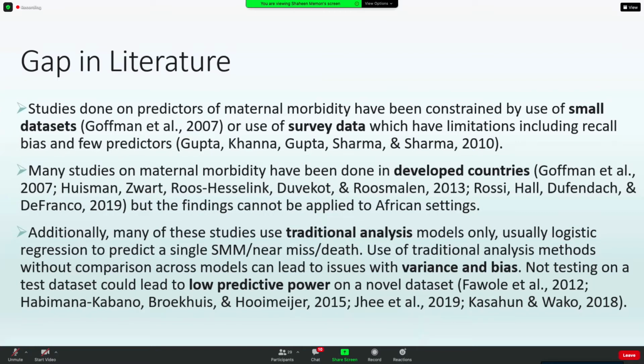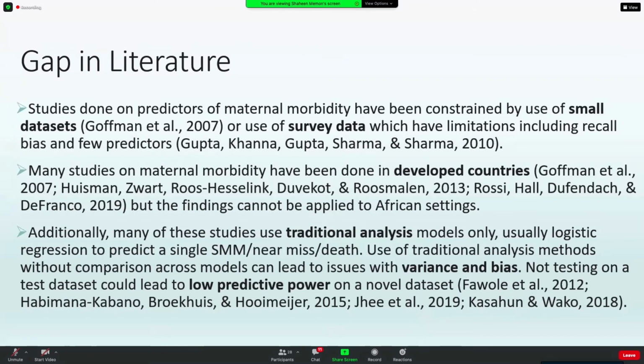Another gap in the literature is that studies usually use a traditional analysis method. If you look at studies of predictors of both mortality and morbidity, most studies use logistic regression. A lot of studies in Africa have been done in Nigeria, in Kenya, in Uganda, on obstructed labor, on sepsis, on hemorrhage, but people mostly use logistic regression. This is a traditional analysis method, with a yes or no outcome. So people mostly look at mortality or near miss.